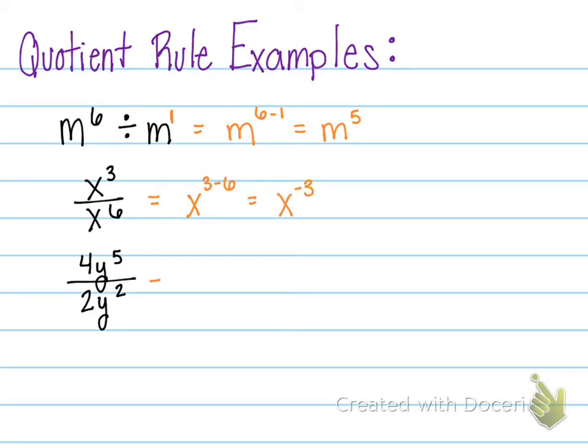Now this last one has some coefficients in it. It has some numbers in front. Now when you have that, you want to divide those values. So I'm really going to do 4 divided by 2. So that's going to be 2. And then I'm going to subtract the exponents that belong with my base of y. So here I have y as my base, but I'm going to do 5 minus 2. So really my answer is going to be 2 because I did 4 divided by 2, and then the subtraction, so y to the 3rd.